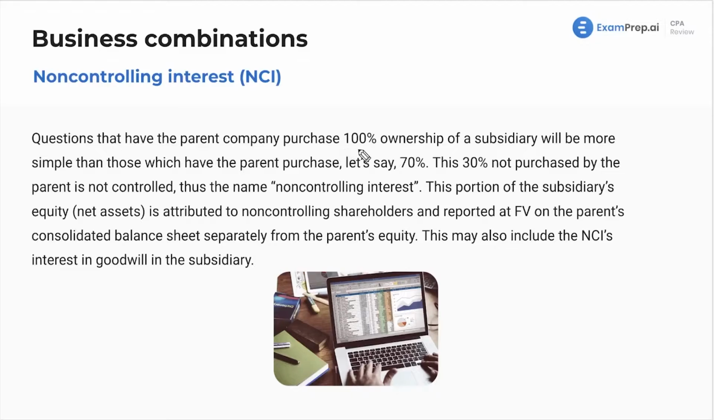If the company purchases 100% ownership of the subsidiary, that's going to be much more simple than a question where the parent purchases, let's say, 70%, because the 30% not purchased by the parent is not controlled, and as such is the NCI. They're going to be using the equity method then. This 30% portion of the subsidiary's equity net assets is attributed to non-controlling shareholders and reported at fair value on the parent's consolidated balance sheet, separate from the parent's equity. This may also include the NCI's interest in goodwill in the subsidiary.